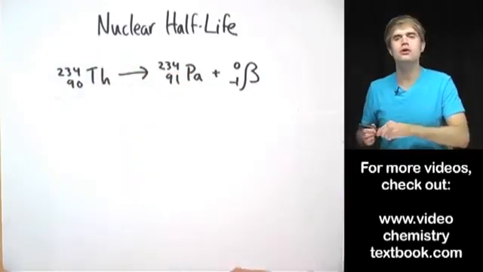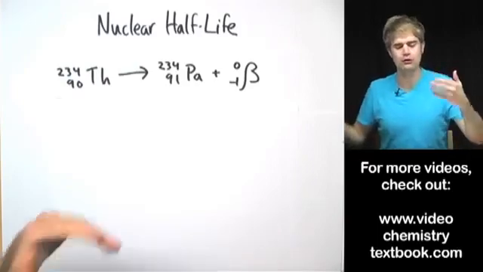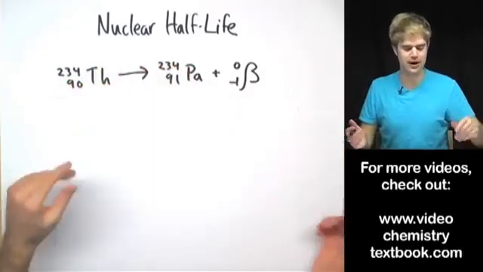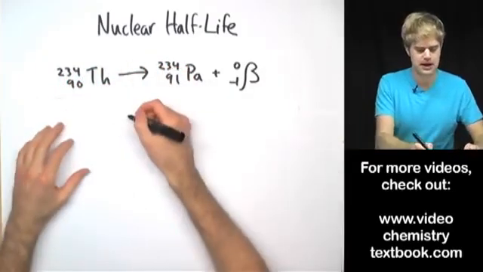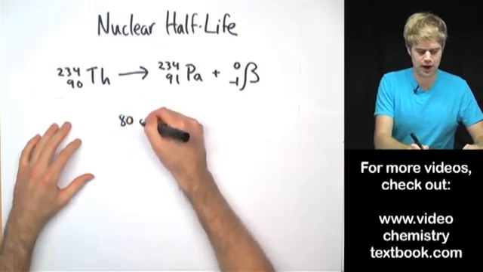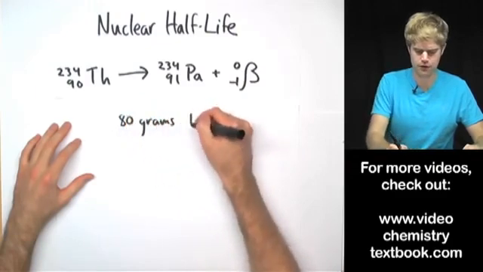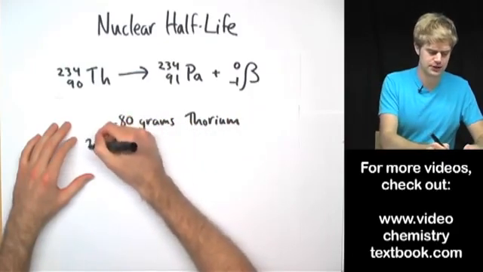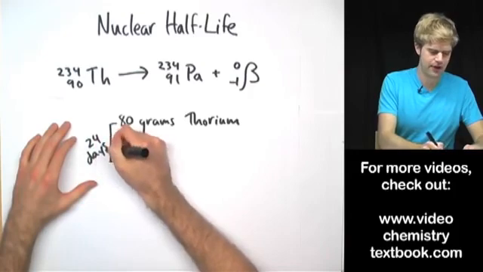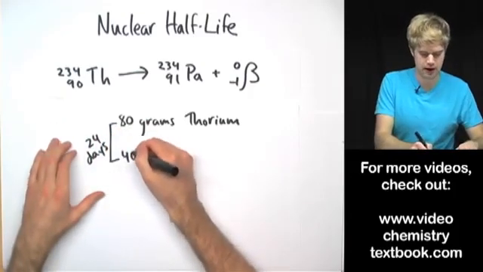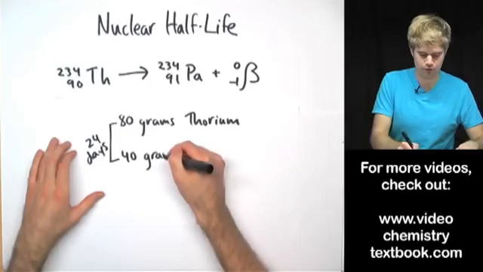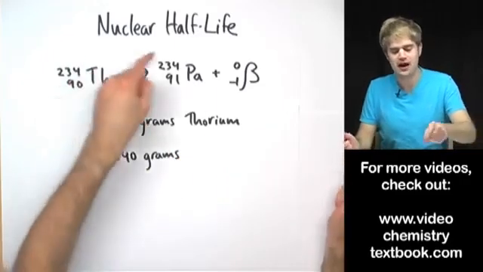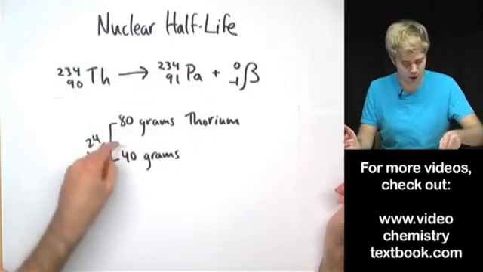Now, we said nuclear half-life tells us about how long it takes for these sorts of processes to occur. How long does it take for thorium to turn into protactinium? Well, let's talk about this. Let's say we start with 80 grams of thorium. If 24 days go by, at the end of those 24 days, I'm going to be left with 40 grams of thorium. The other 40 grams of thorium have turned into protactinium. So I'm only left with 40.